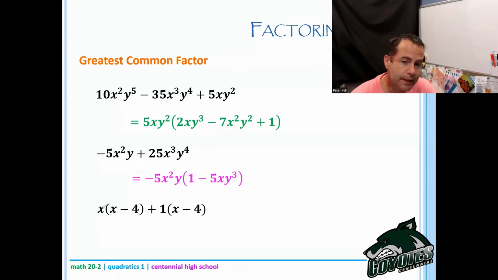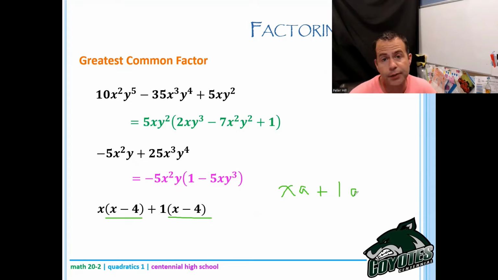What I need you to see here is this and this is the same thing. They both say x minus 4. So there's a common factor here. If I had said xa plus 1a, you would have said, hey, a is a common factor. Let's pull the a out. So let's write a times x plus 1, right? You totally would have done that.